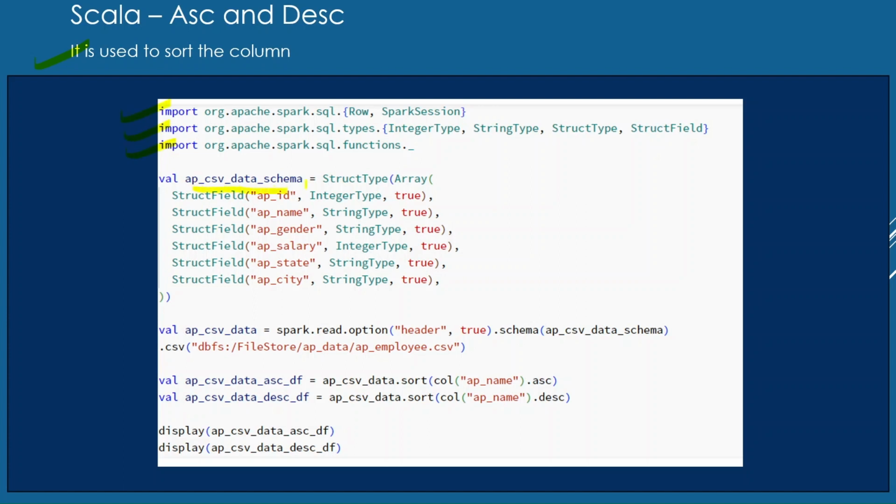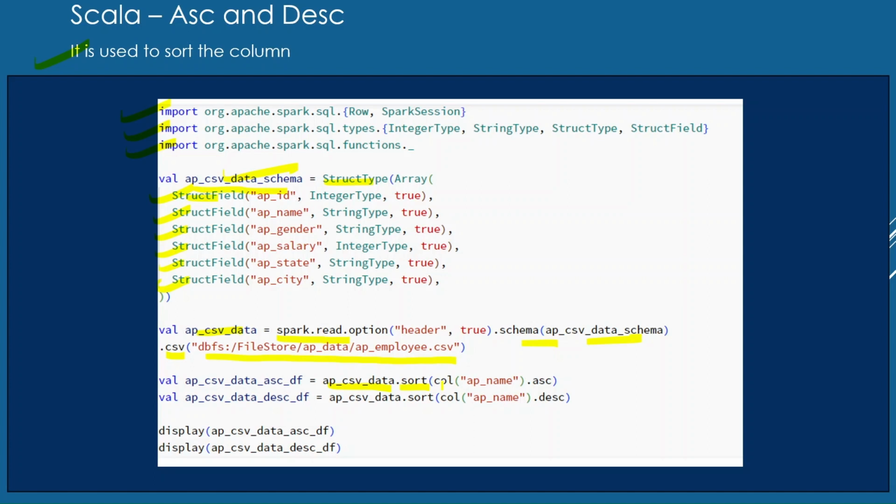Here I am creating a custom schema with the help of a struct type and the struct field. Here I am defining 6 columns and its data type. Here I'm reading a CSV file with the help of a spark.read.csv function and passing the path of the CSV file which we are going to read with this custom schema which we have defined here. Once this data frame gets created, on top of the data frame, I am calling this sort function.